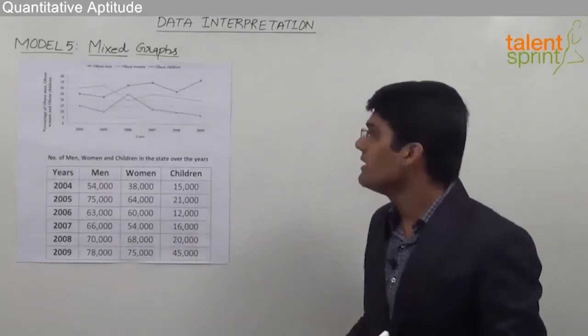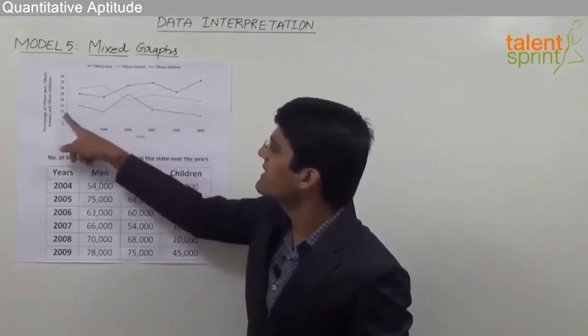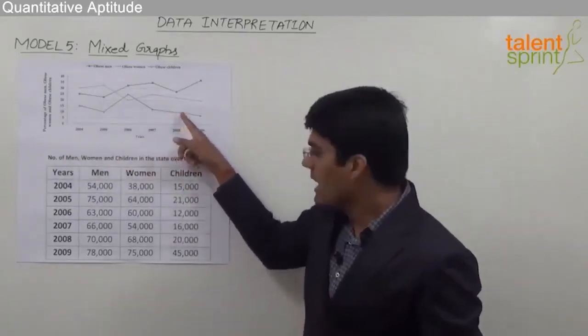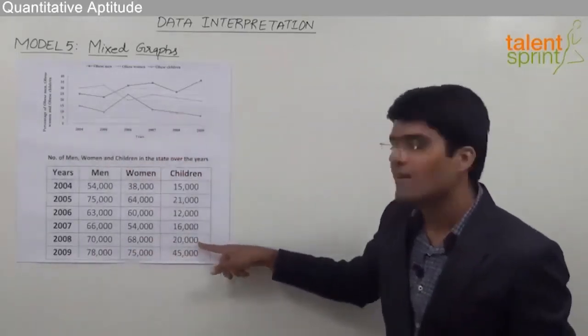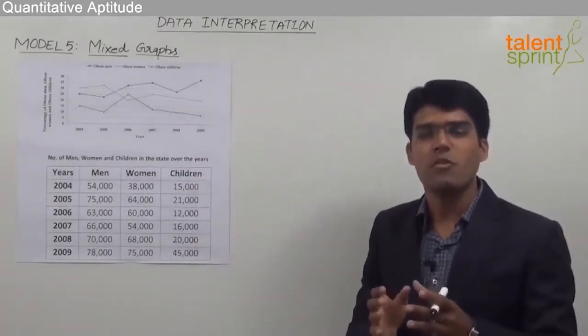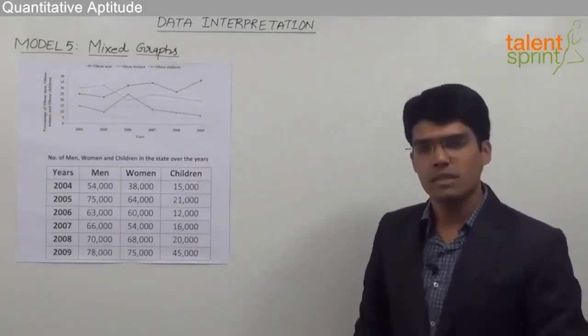Similarly, let's say we have to find out the number of obese children in 2008. Now in 2008, the percentage of obese children is 10. So 10% of the children in 2008 were obese. And the total number of children in 2008 is 20,000. So 10% of 20,000 is 2,000. That means the number of obese children in 2008 is 2,000. Likewise, it can be done for any type of person and for any of the given years.